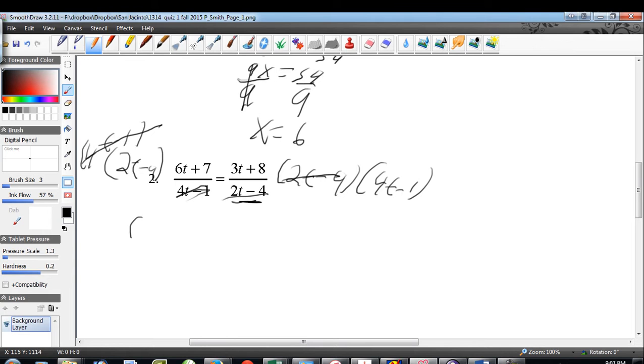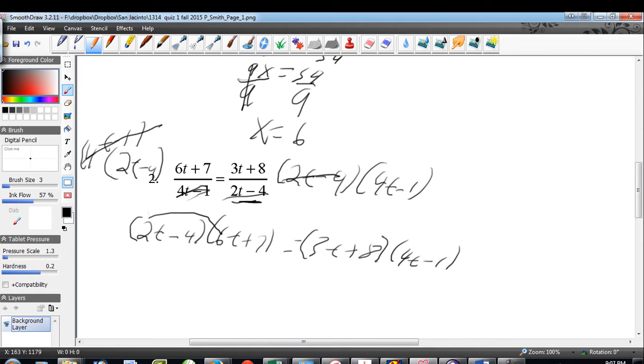Rewrite what you have. I have 2t minus 4. 6t plus 7 equals 3t plus 8. 4t minus 1. Right? Now, dance, fall. That becomes 12t squared minus 14t. Sorry, that should be a what? Plus t, because a positive times a positive is a positive. Negative 24t minus 28. You're through with this guy right here.